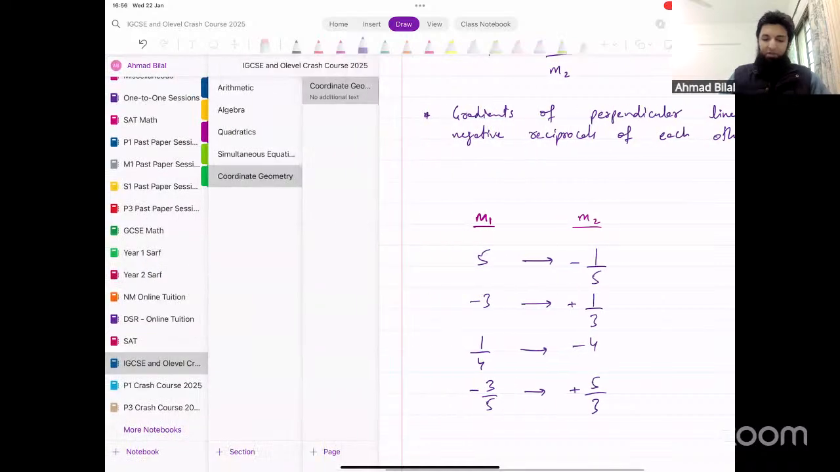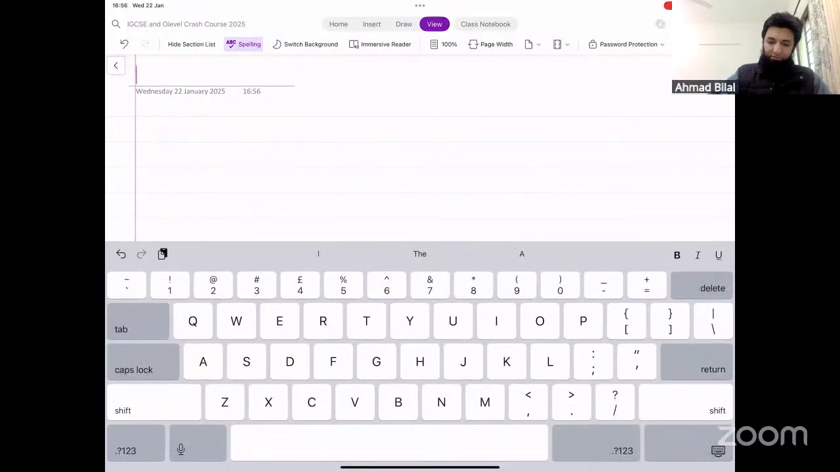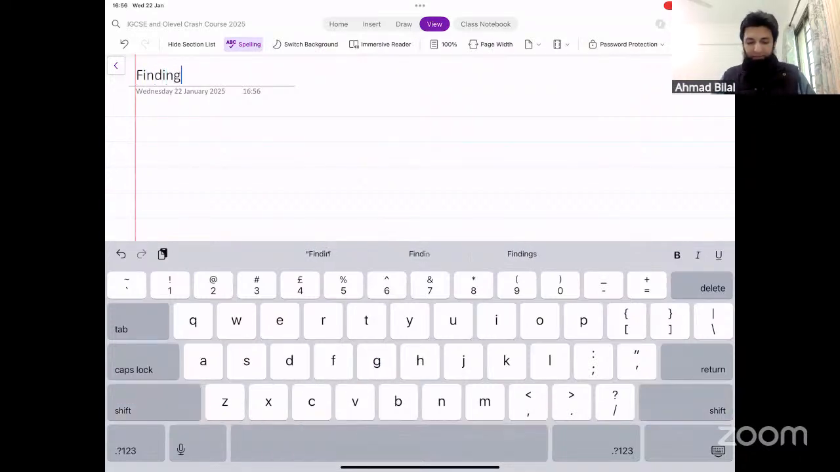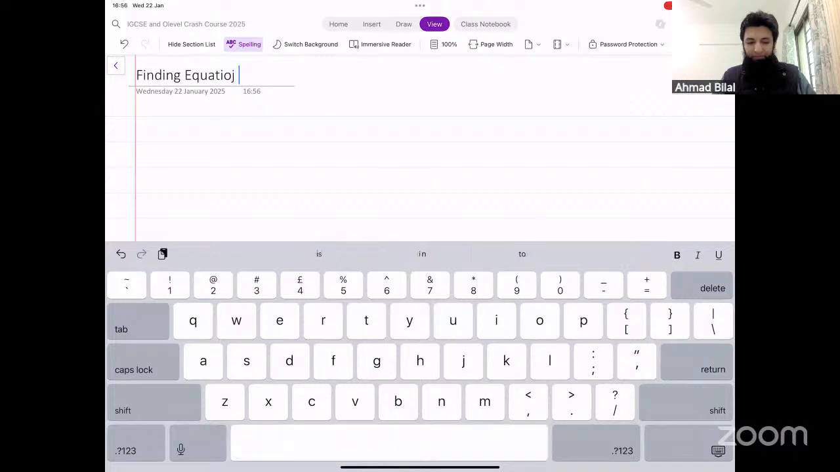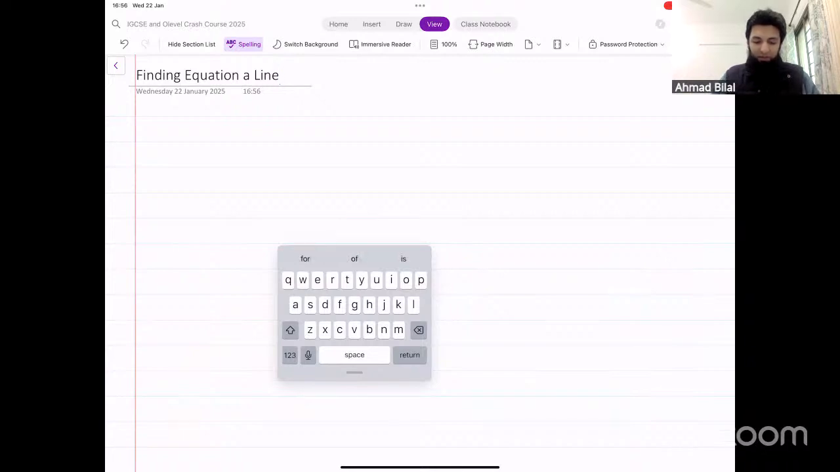Now, once we understand this, the most commonly asked problem in coordinate geometry would be where you would have to find the equation of a line. Finding the equation of a line. Let's move on to that now.